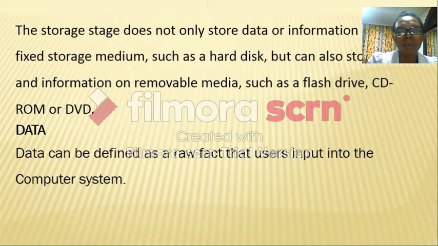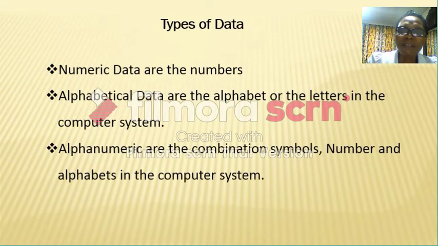Here we will define data. Data can be defined as a raw fact that users input into the computer. We have many types of data, but we will describe a few. There are three major types. That's what we're talking about now: numeric data, alphabetical data, and alphanumeric data.